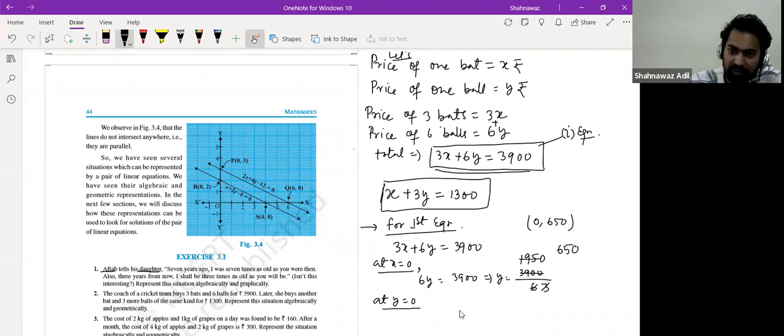And at y equals 0, 3x equals 3900, right? So x will be 1300. Understood. Yes, sir. So what will be the point? 1300, 0. Right. So this will be the point.